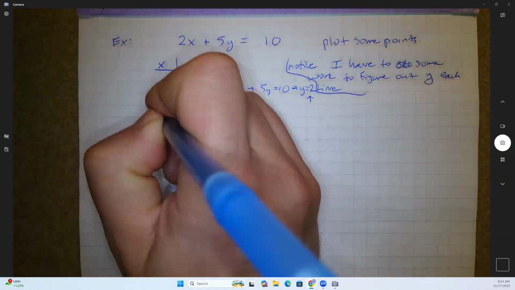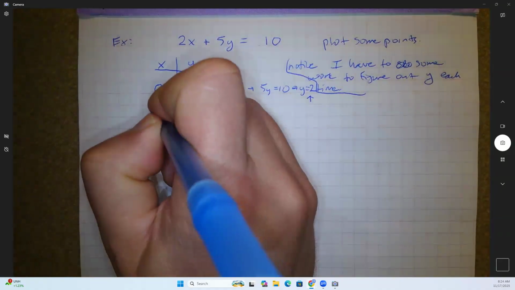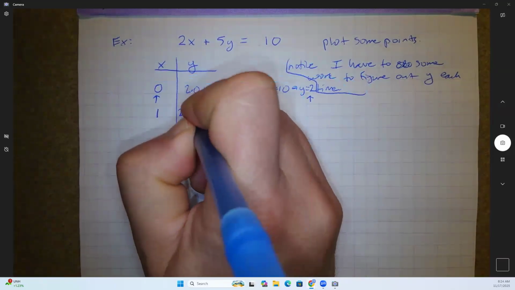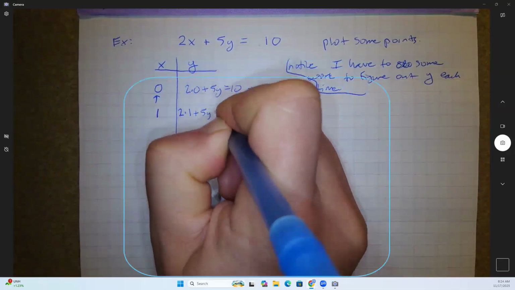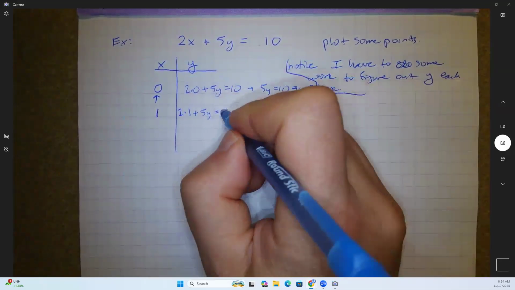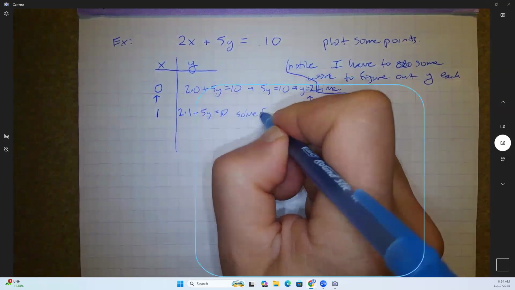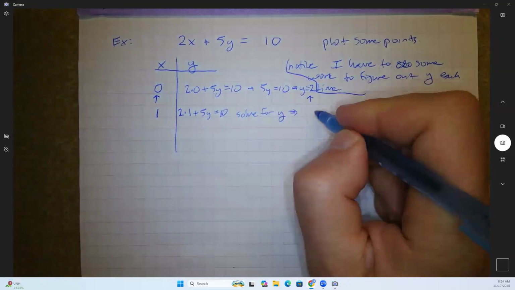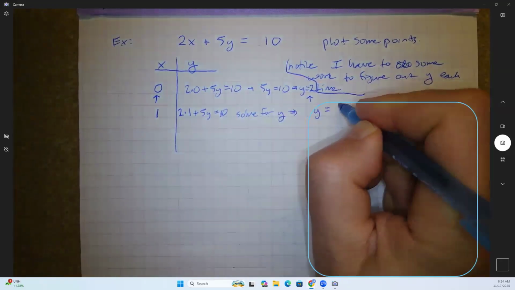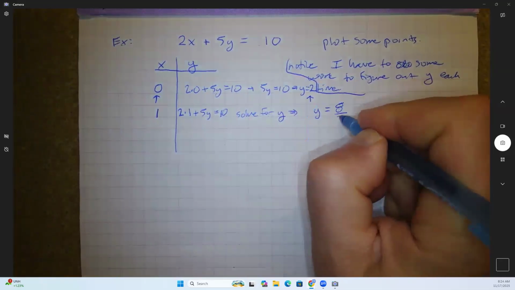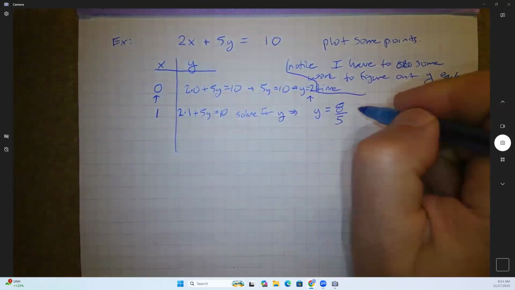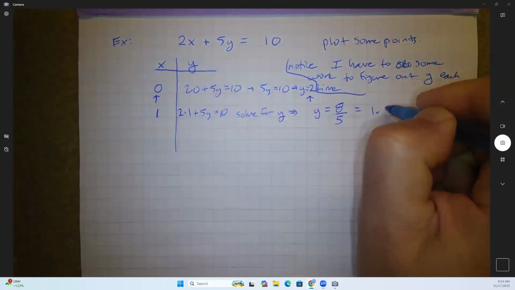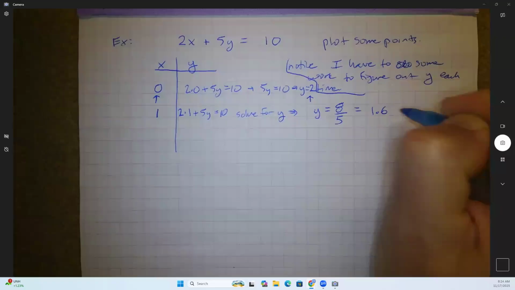Let's try x equal to 1. And 2 times 1 plus 5y equals 10. So I have to solve this for y. And I'm going to end up getting 5y equals 8 or y equals 8 over 5, which is 1.6.